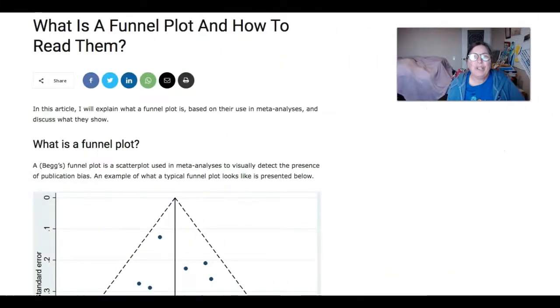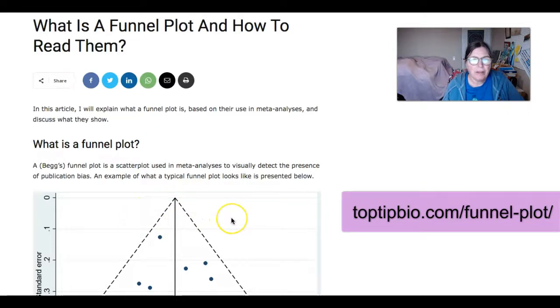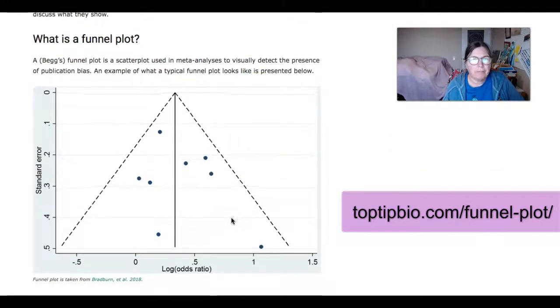In this short video, I am going to explain what a funnel plot is and why we have them. I am basically using information from this article, What is a Funnel Plot and How to Read Them. It is found at toptipbio.com. But they have great pictures, so I'm going to use them. Here's a picture of a funnel plot.